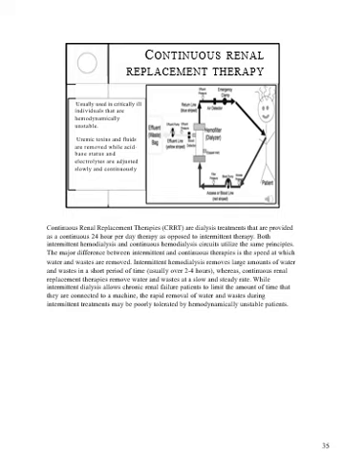Intermittent hemodialysis removes a large amount of water and waste in a short period of time, usually over 2 to 4 hours. Whereas continuous renal replacement therapies remove water and waste at a slow and steady rate. While intermittent dialysis allows chronic renal failure patients to limit the amount of time that they are connected to a machine, the rapid removal of water and waste during intermittent treatments may be poorly tolerated by hemodynamically unstable patients.